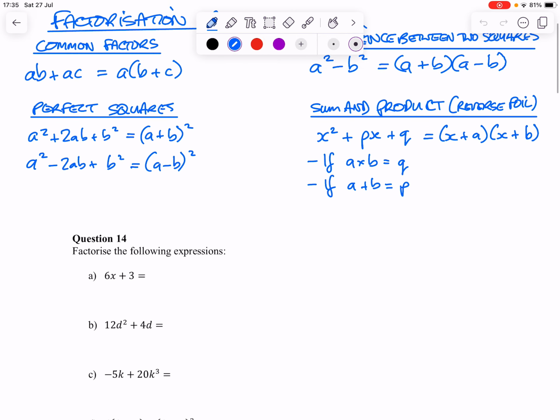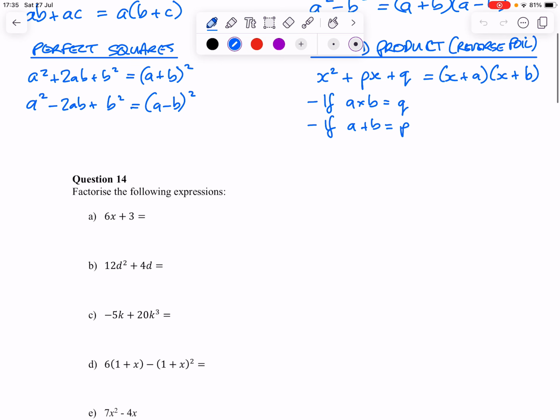Factorize the following expressions. You're not told what to do, so try common factors first. 3 is a common factor in both of these. So it's 3 times 2x plus 3 times 1. What's the biggest chunk in both? 3. So it goes on the outside of the set of brackets. Inside of the set of brackets is what's left over after the 3 has been removed. So you got 2x plus 1.